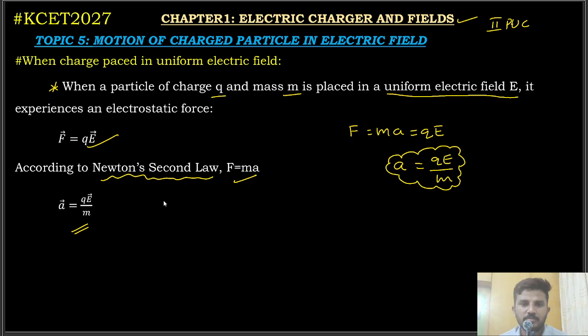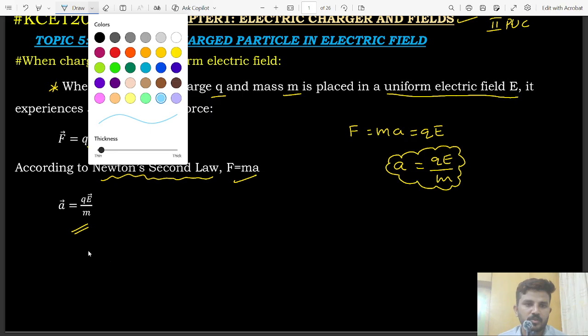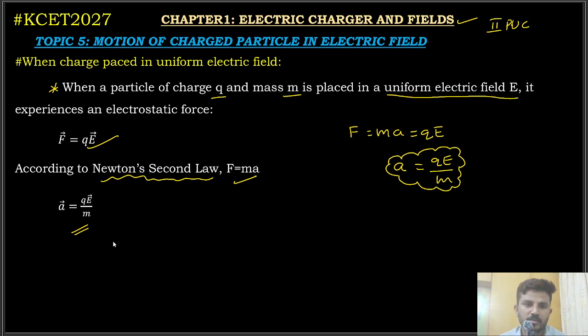Now sometimes they will ask you to find the velocity of the charged particle after some time. So how will you find it? Let me take the velocity of the alpha particle after some time, which is given by v = u + at. Since the charged particle is placed in the electric field, its initial velocity will be 0. The acceleration, as we just derived, is qE by m, so v = qE divided by m into time t. This will be the velocity after some time.